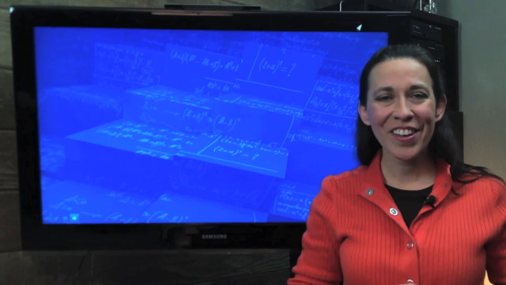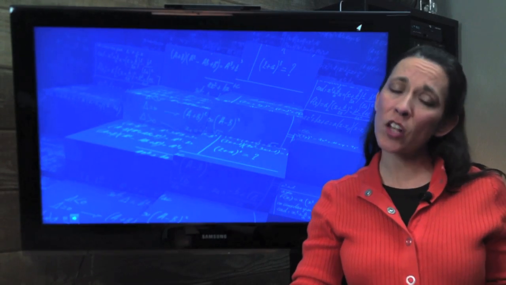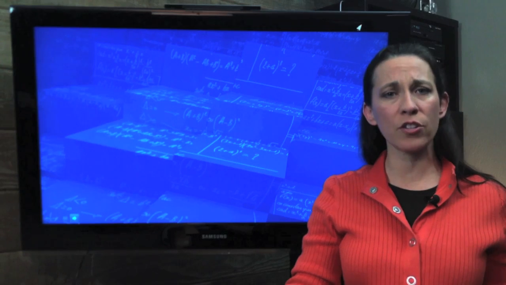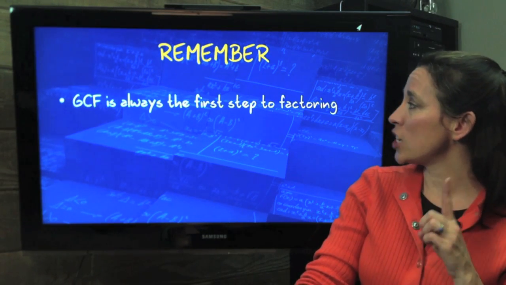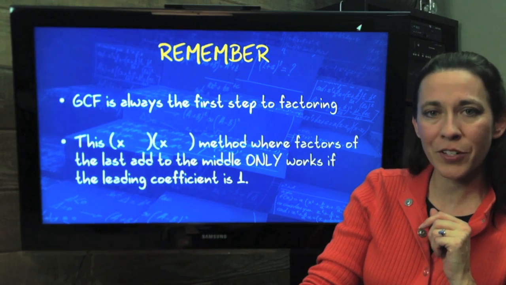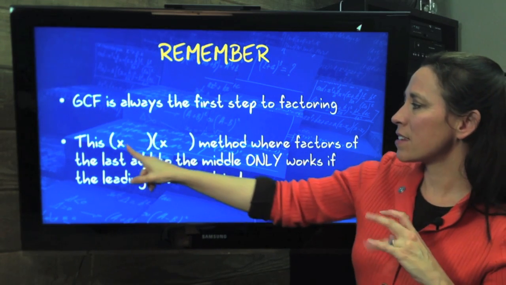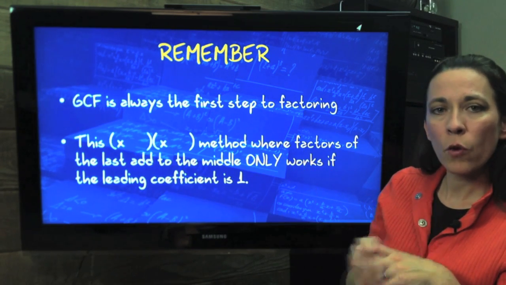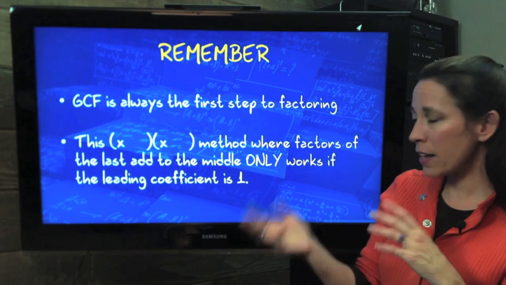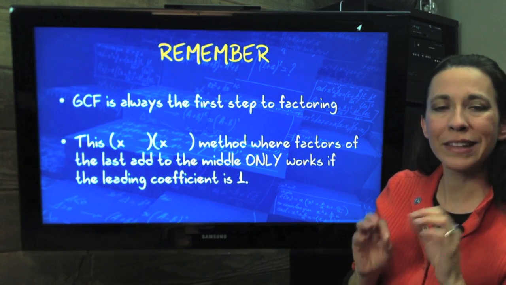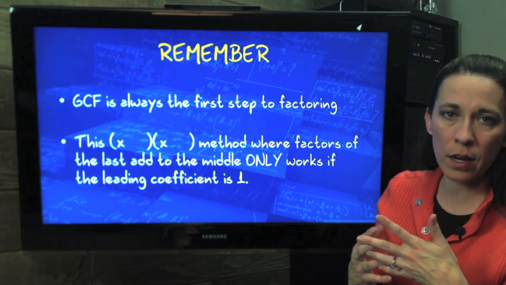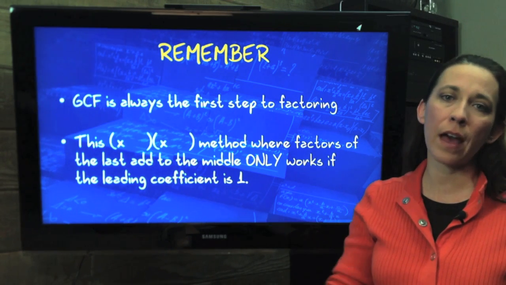So how did you do? Factoring can be fun, but it can also be frustrating. So be sure that you take your time and practice. So a few things to remember. GCF is always the first step to factoring. And this x times x method, where factors of the last add to the middle, only works when your first coefficient, your leading coefficient, is 1. In other words, you do not see a number in front of the x squared.